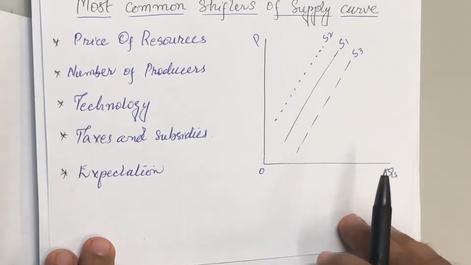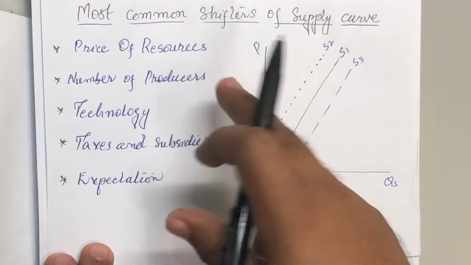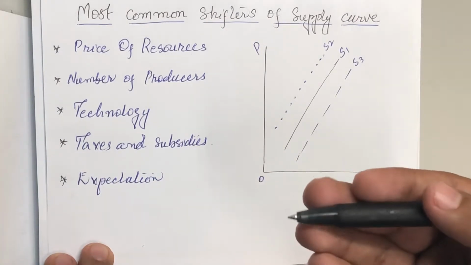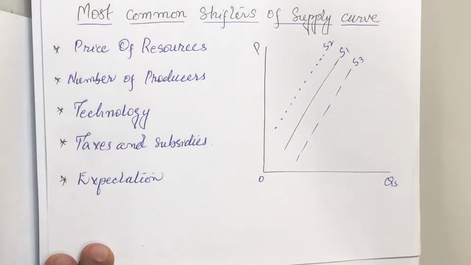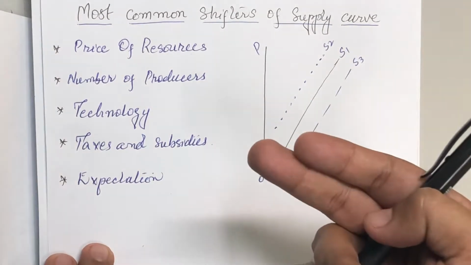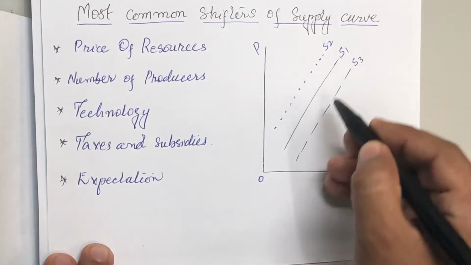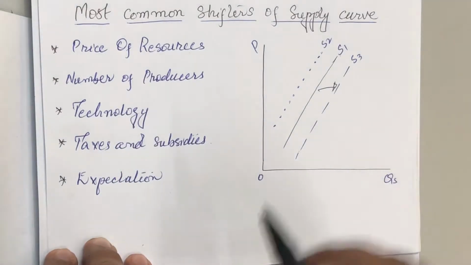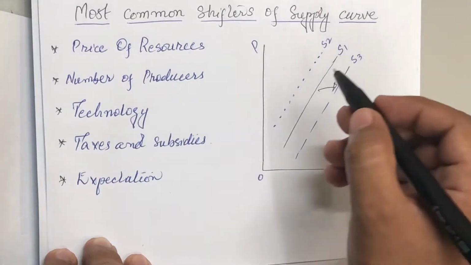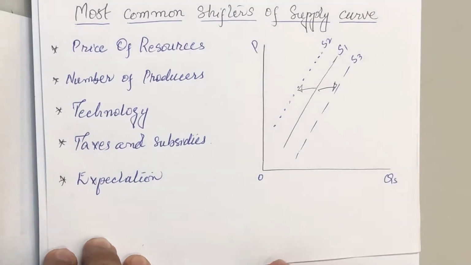For example, the price of resources, that is, the price of the inputs. For example, if we produce ice cream, the resources would be the cream, milk, or sugar. So if the price of those resources reduces, the supply curve will increase. It will shift from S1 to S3. And if the price of those resources increases, the supply will decrease because high input cost will discourage the producer and make them produce less.